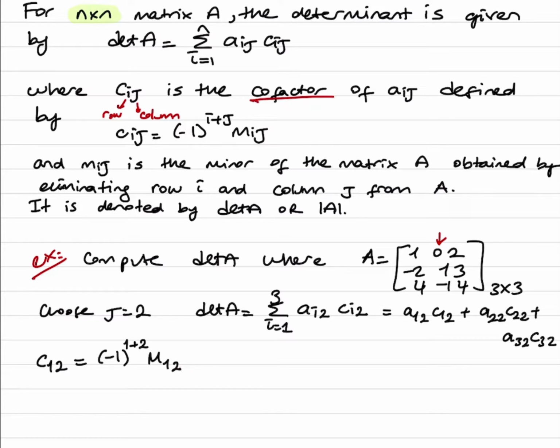So like this, first row and second column. So we will eliminate the first row, second column. So we have minus 1 to the power 3, so we have minus 1. And we delete the first row and second column. We have minus 2, 3, 4, 4. So we will calculate determinants in this case.